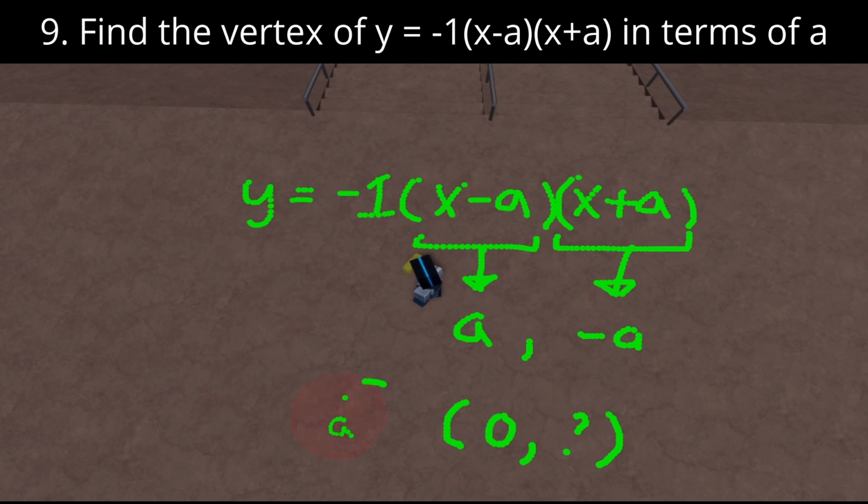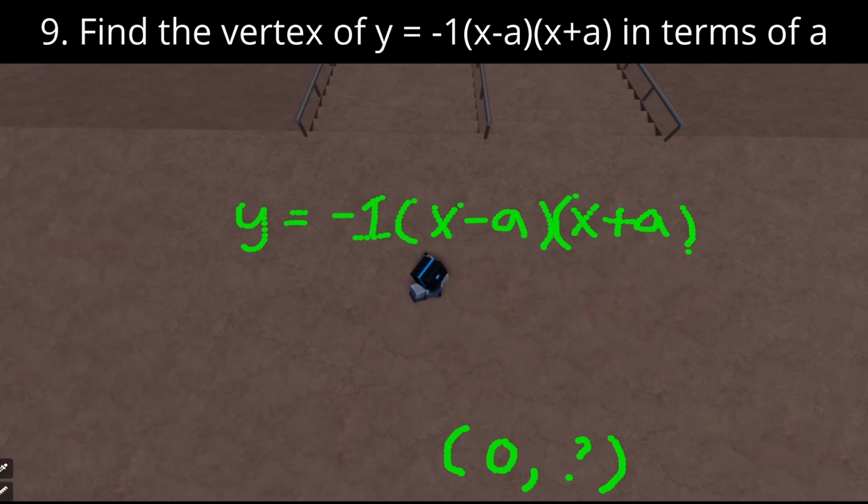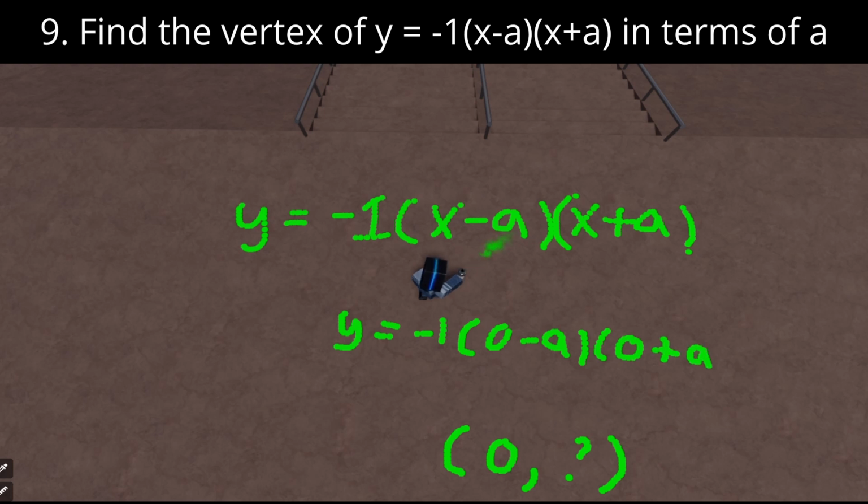So let me just do that. I'm just going to plug in 0 into this equation. So I have minus 1 times 0 minus a times 0 plus a. Okay, well those zeros are kind of redundant because we're just left with minus a and plus a. So I have minus 1 times minus a times plus a. Minus 1 times minus a is positive a. Positive a times positive a is just a squared. So this whole thing just becomes a squared.